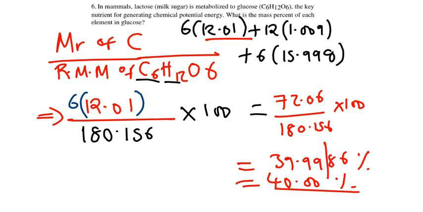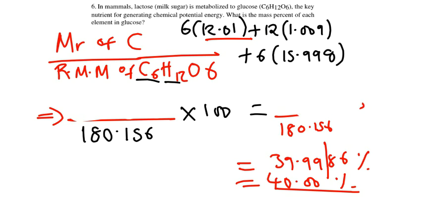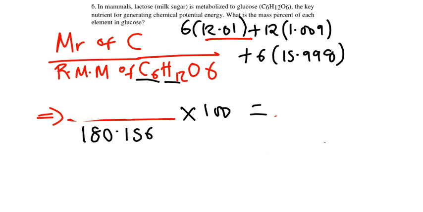So the same concept applies to the other elements under study. I would give an example of the next one, that's hydrogen. So put 12 of 1.009. The value that you should get for hydrogen should be something like 6 to 7%. So 12 multiplied by 1.009 divided by 180.156 times 100 gives 6.7%.